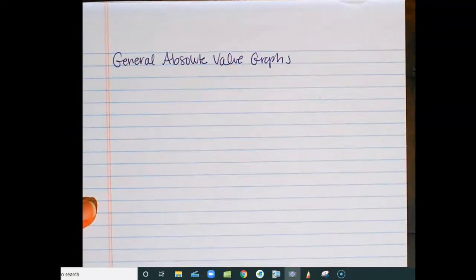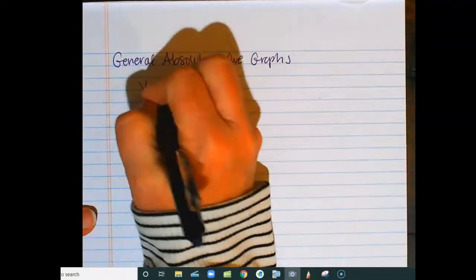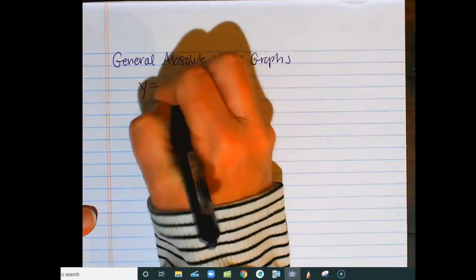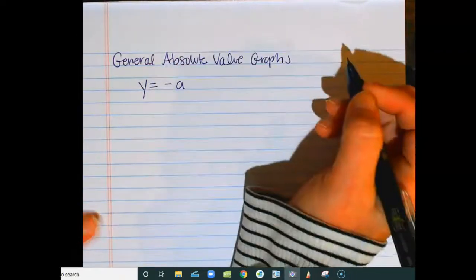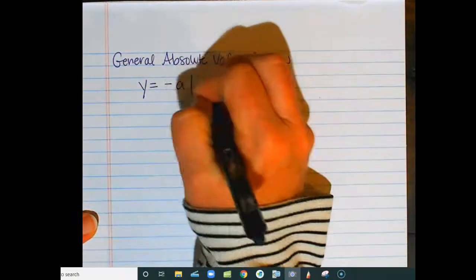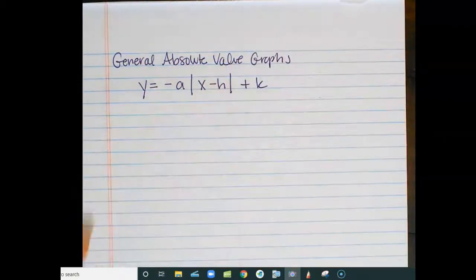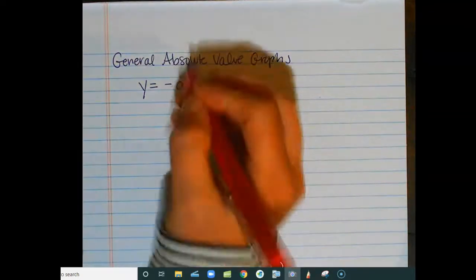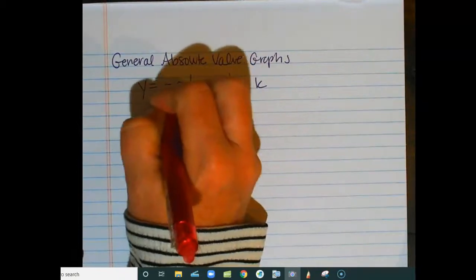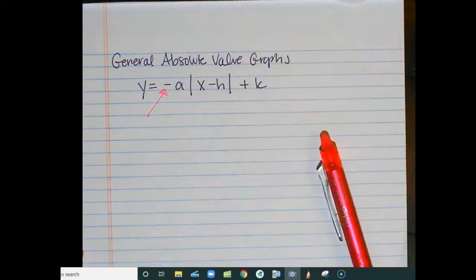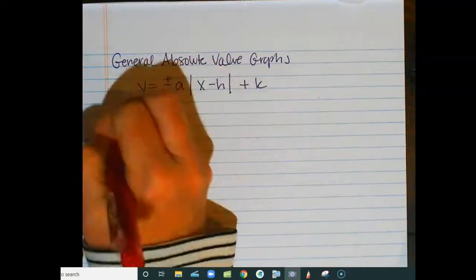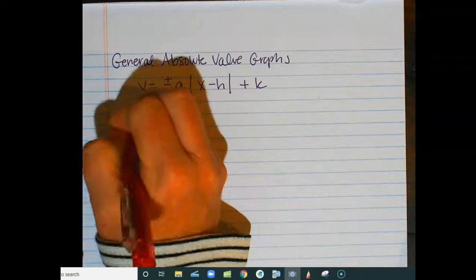Okay, absolute value graphs. Here's what they look like. Y equals, and I'm going to have some numbers that represent any graph at all. I have these 4 different things that could change my graph from the parent function. This negative in the front, and I could make it positive or negative. There we go. The numbers in the front, positive means it will be an up V.